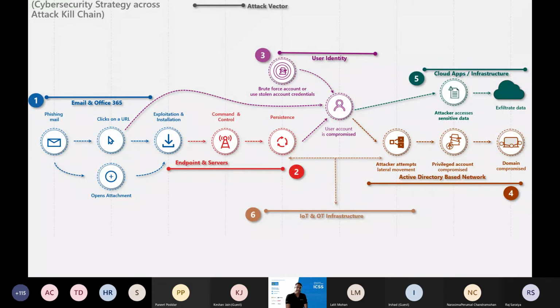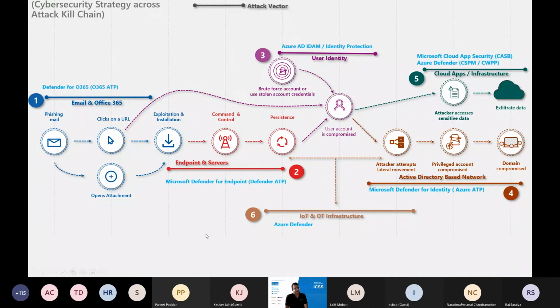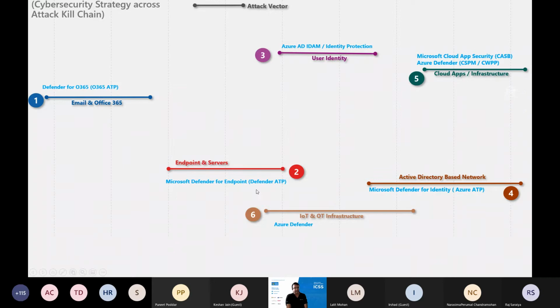At all of these layers, we do have a strategy. We have Defender for Office 365 and Defender for Endpoint. We have Azure AD Identity Protection. At the fourth stage, we have Defender for Identity for securing the Active Directory network against attack progression. At the fifth layer, we have our CASB solution and Azure Defender to secure against cloud threats. And we have Azure Defender for IoT for ensuring protection for IoT and OT infrastructure. So that is the strategy overall.